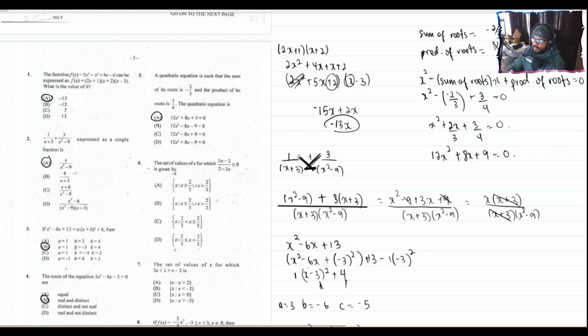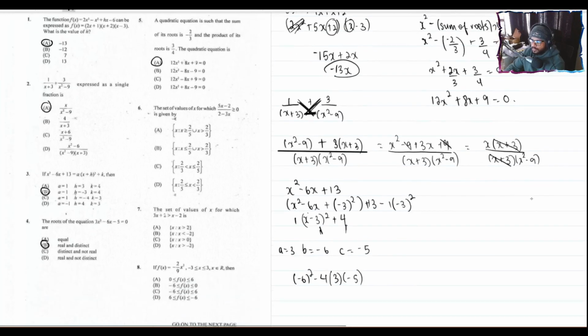The set of values for which this is greater than or equal to 0. For paper 1, you could make life very, very easy for questions like this. For paper 2, do not do what I am doing. But for paper 1, put the denominator equal to 0. I get 5x minus 2 is 0, and solve for x. X is 2/5. Put the denominator equal to 0: 2 minus 3x is equal to 0. I'm going to get 2 is equal to 3x, and x is equal to 2/3.